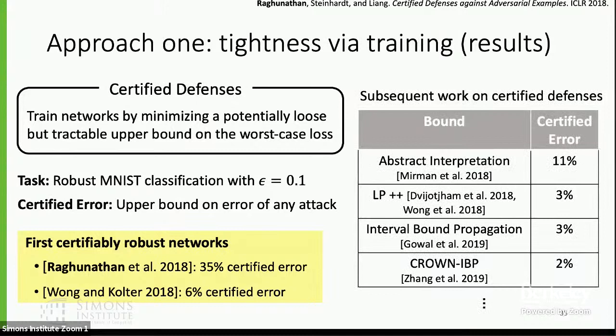And since then, there's been a lot of work on using different bounds and scaling things up differently. And pretty much we get up to 2% error with guarantees as opposed to what existed before.